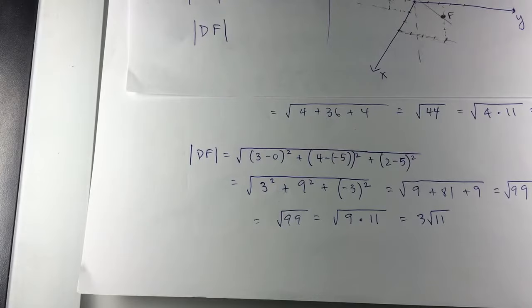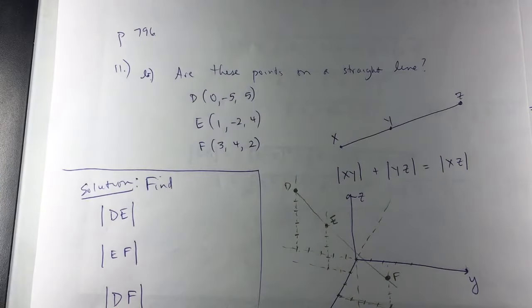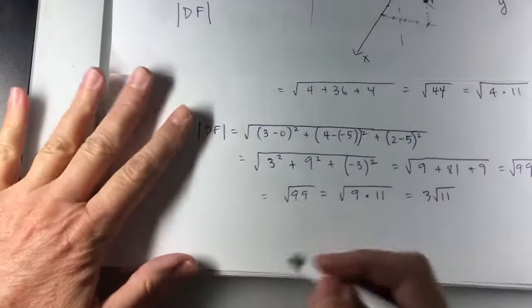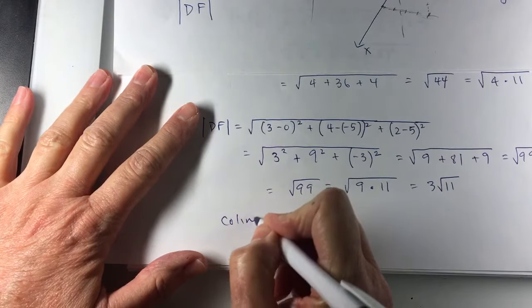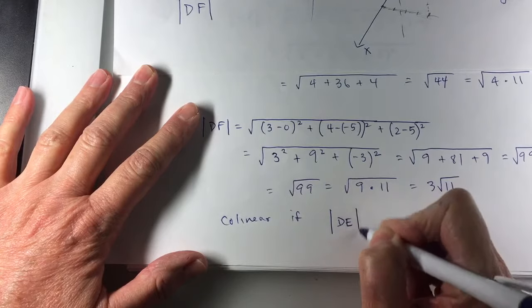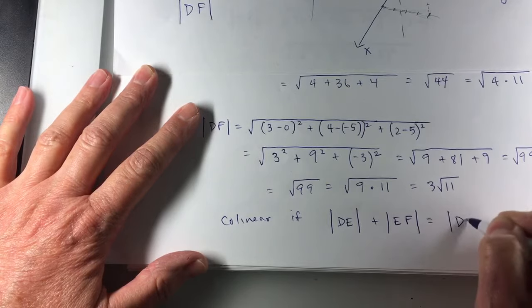So now, does it fit this little equation? This is a theorem from geometry. 3 points are collinear if the distance from one end point to the one in the middle plus the distance from that point to the next one is the same as the distance from the 2 end points. So they're collinear if the distance from D to E plus the distance from E to F is the distance from D to F.